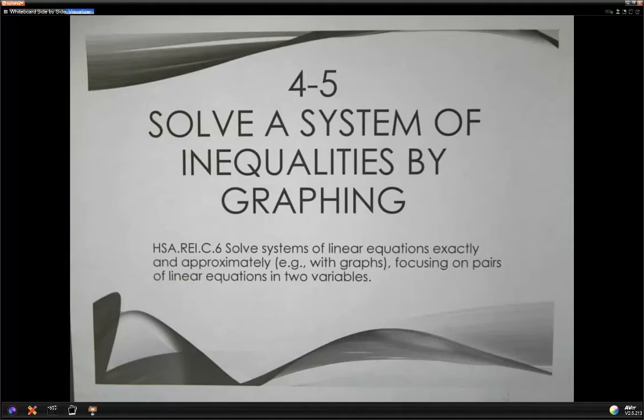Today we're going to talk about solving a system of inequalities by graphing. In one of my previous videos, I talked about graphing inequalities, so this is going to help us out a lot for solving a system by graphing.